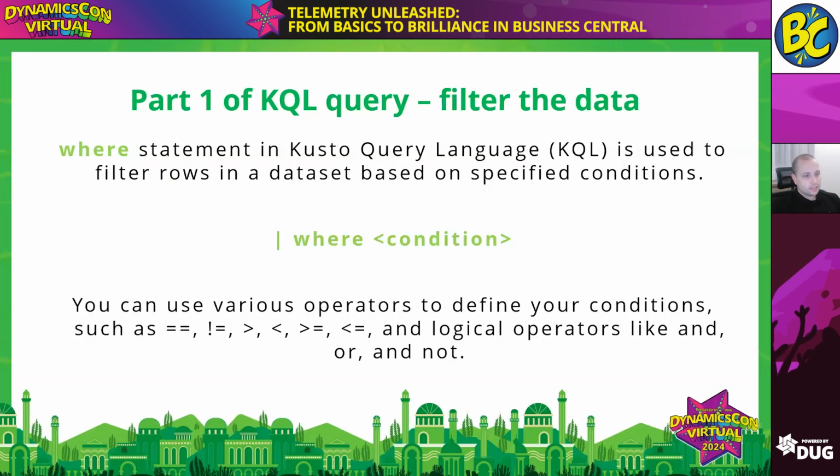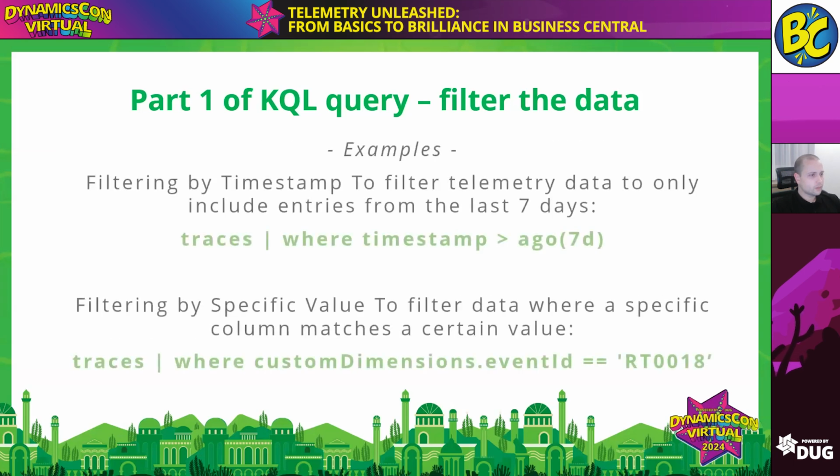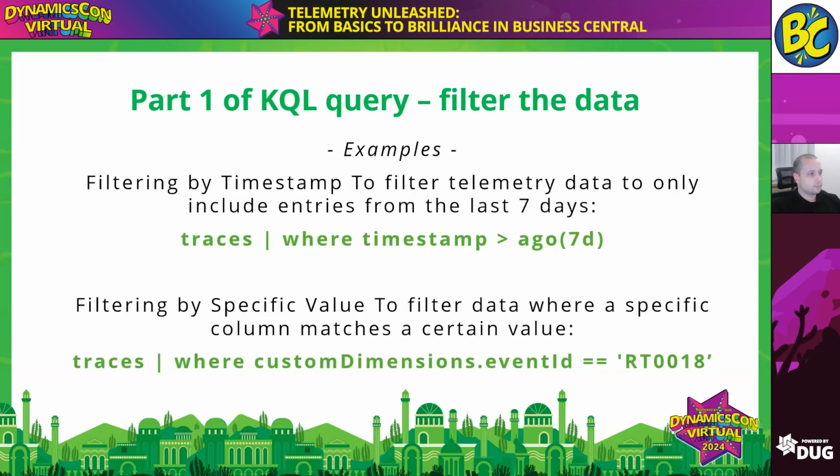The where statement in KQL is used to filter rows in a dataset based on specific conditions. It's similar to the where clause in SQL. Here is a detailed look at how you can use the where statement in KQL, especially for telemetry in Business Central. Its basic syntax is highlighted green here with the keyword where. And for the condition part, you can use various operators to define your conditions. We will see now some examples.